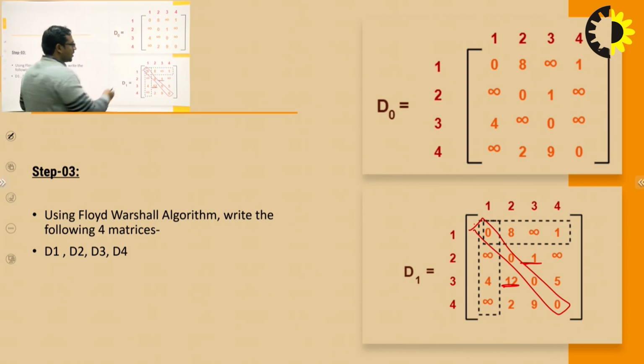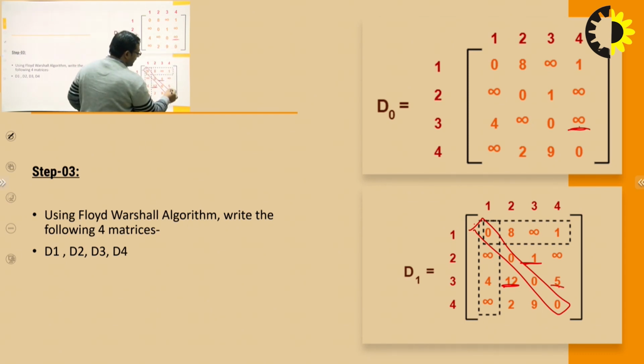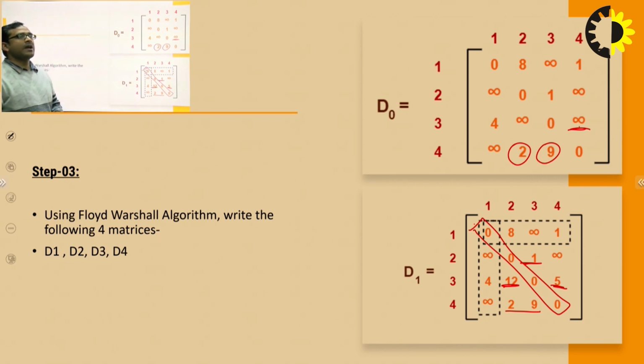Okay, so the row and column of 1 are unchanged, and for all the other elements, if something is minimum, that stays as it is, and something has changed, like 12, and you can see this infinity to 5, and these values remain unchanged here. Okay, so my updated matrix D1 is here, when I am taking 1 as the pivot element, right?